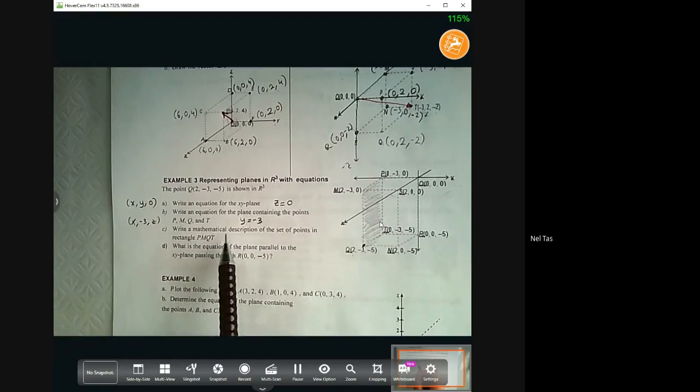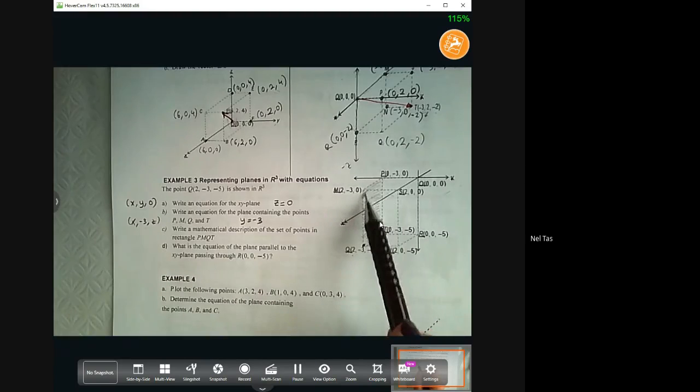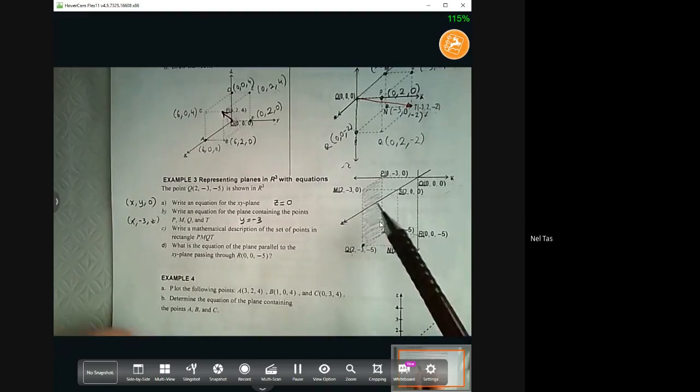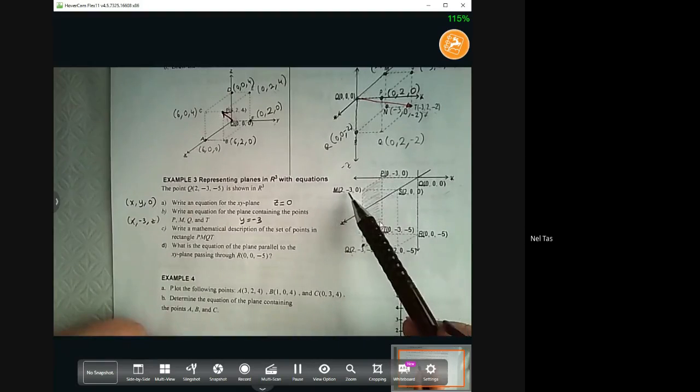Write a mathematical description of the set of points in the rectangle PMQT. So now we are only looking for this PMQT. If you look at the x coordinates of those points, we are only looking at this rectangle here. Look at the x coordinates: 0, 2, 2, 0.